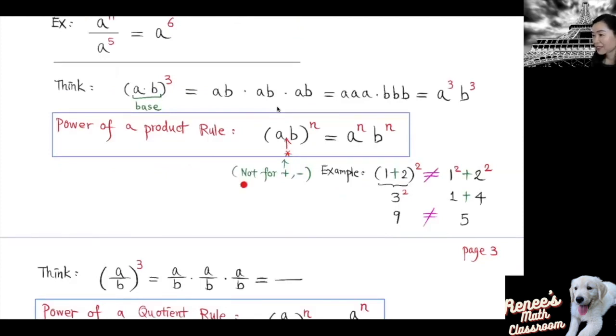It has to be multiplication in between here. Now notice this is not for addition or subtraction. If it is addition in between them, then you cannot just apply the power to each term over here. This is not equal to this.